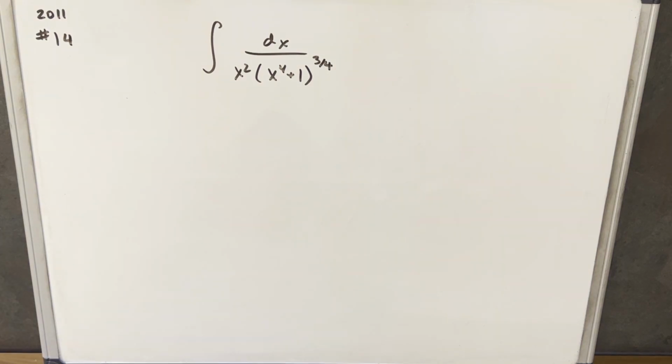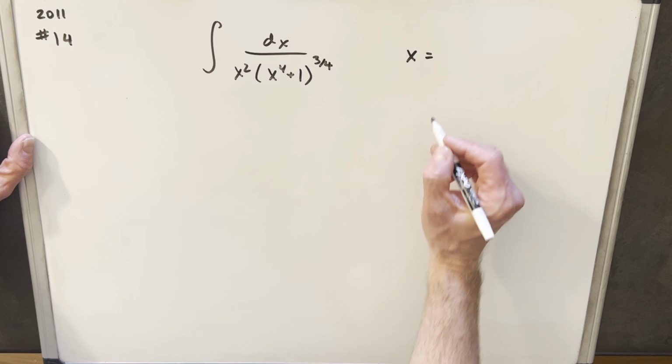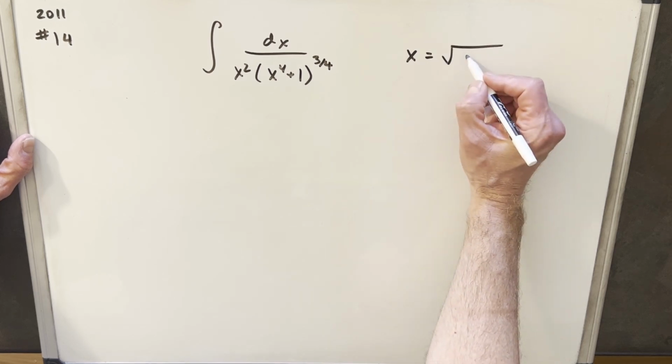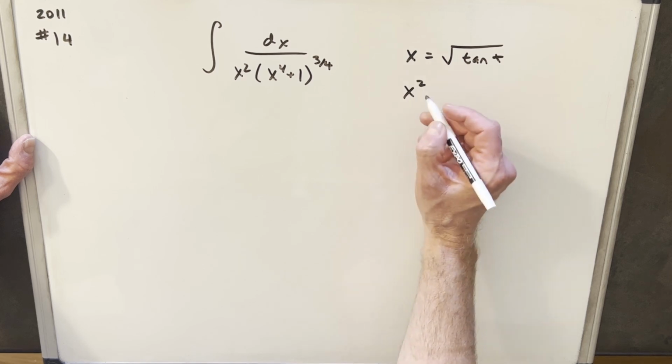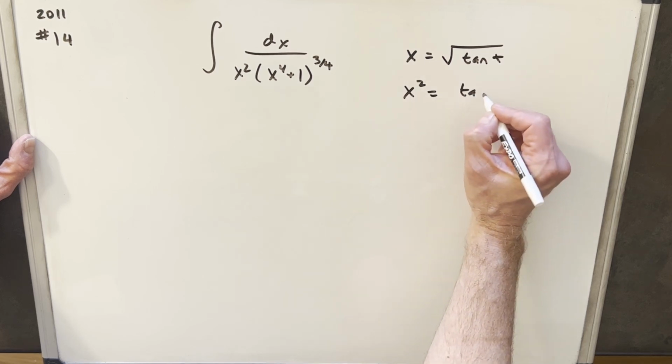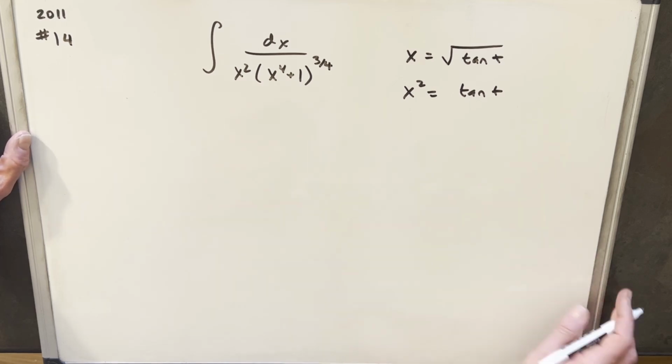It looks kind of complicated, but then I was thinking maybe this is something where trig substitution might just work very nicely. Typically, if this was x squared plus 1, we would use a trig substitution for tangent. So let's just try the same thing and see how it goes. For my substitution, I'm going to call x the square root of tan t, just because x squared is going to be tan of t, which is going to give us a value for this and something we can use for this.